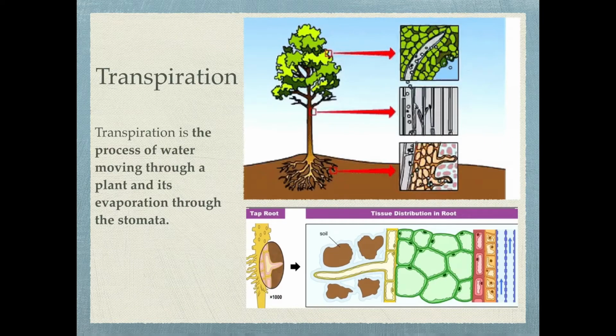Okay, so transpiration. Transpiration is what's being shown here in this diagram with the zoomed in areas. The overall definition is the process of water moving through a plant from its roots to its leaves, and then the evaporation of that water out of the leaves through stomata. Stomata are the names of the small pores in leaves that allows the water to evaporate.